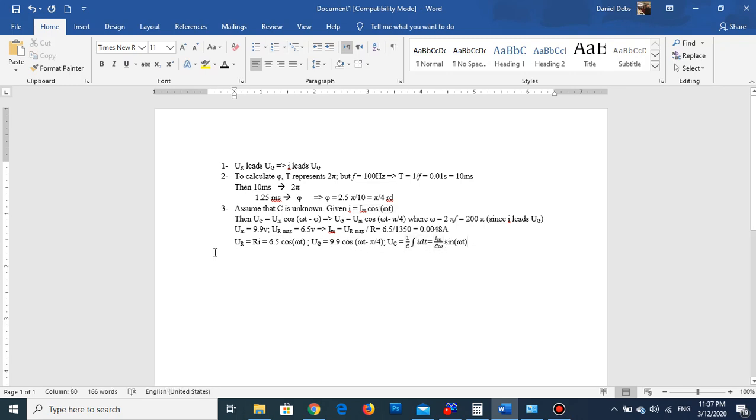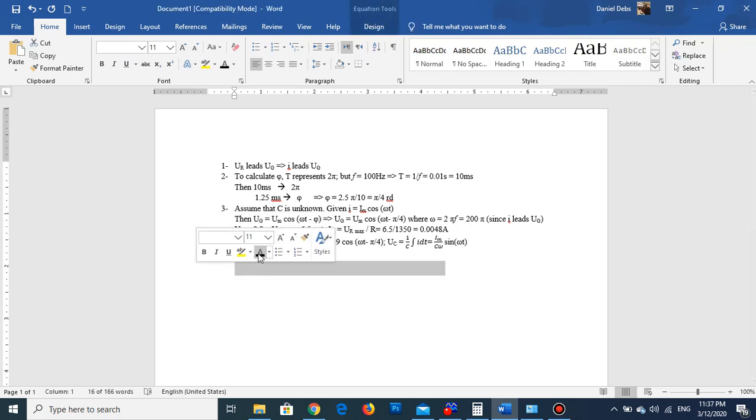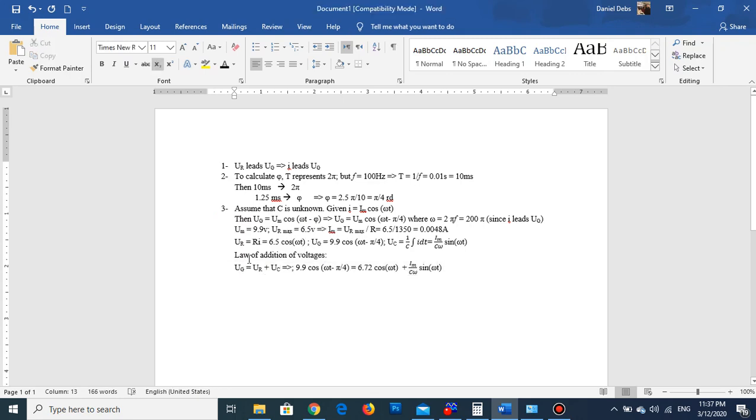Now I have the three voltages, so I can use the law of addition of voltages in order to get the value of C. So UG by the law of addition of voltages is given by UR plus UC, which implies that 9.9 cosine omega t minus pi by 4, which is UG, equals 6.5 cosine omega t, which is UR, plus Im over C omega sine omega t.